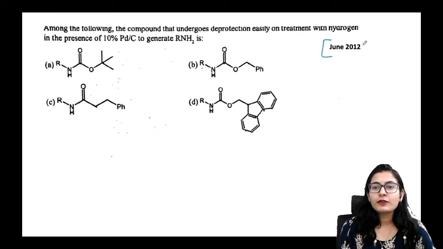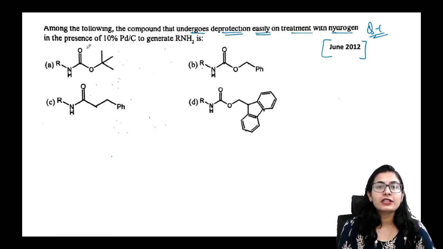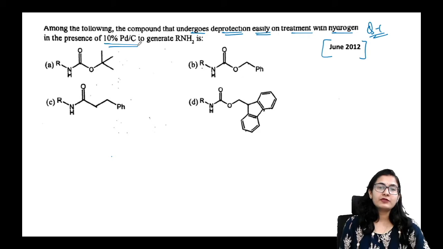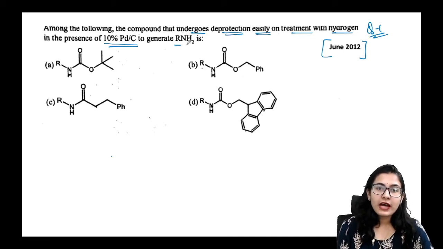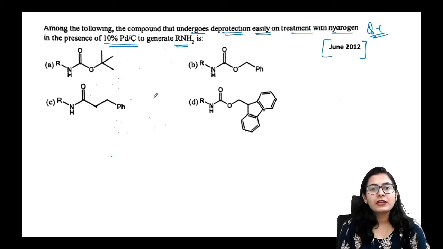First question was from June 2012. Question number one, and guys, it's very easy. Among the following, the compound that undergoes deprotection easily on treatment with hydrogen in the presence of 10% palladium charcoal to generate RNH2, that is your amine, primary amine.